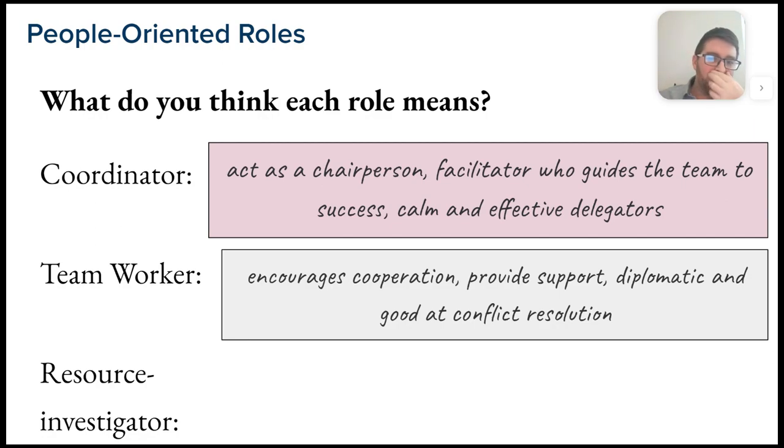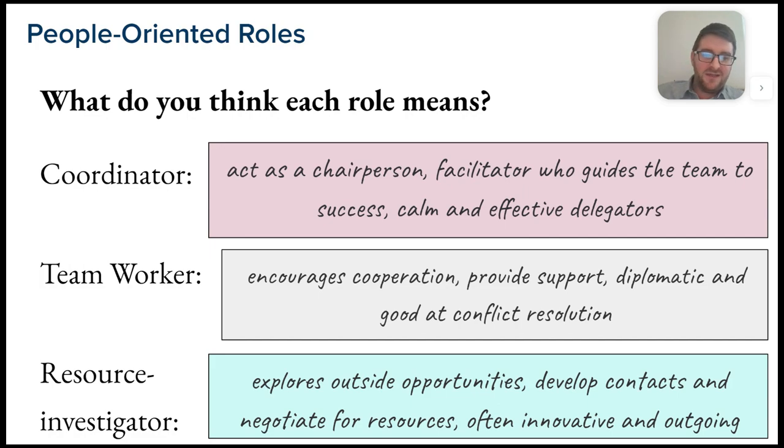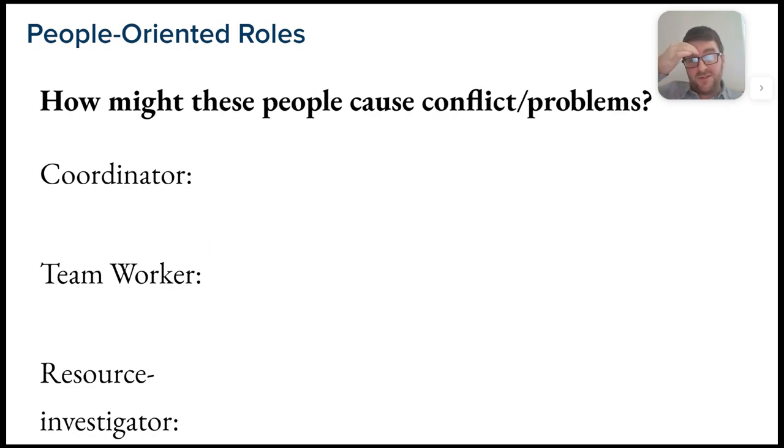Team workers will encourage cooperation. They support others. They're very diplomatic. And if there's any conflict, they can often help. Resource investigators, generally speaking, speak to people outside of the group. So they look for contacts or opportunities that could help them. Or if you need someone to speak to another department within the organization, for example, marketing, you want them to do something, the resource investigator would do that. Often outgoing people.